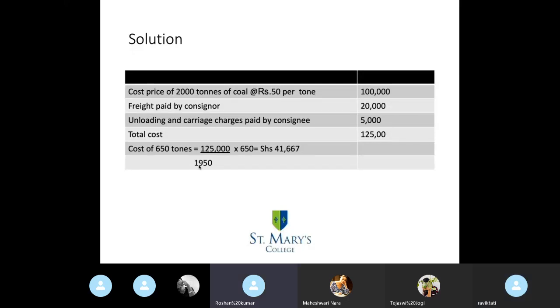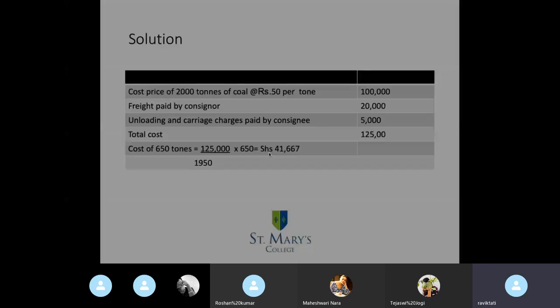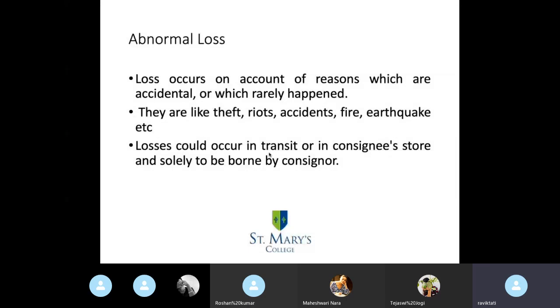So what is unloading charges, sir? Loading and unloading charge. When the goods are received, you have to pay the laborers to unload, na? That is unloading charge. 125 multiplied with 650 by 1,950 gives you the total value of the 650 tons. That is 41,677 rupees. Now there are some errors. I'll have to correct it.